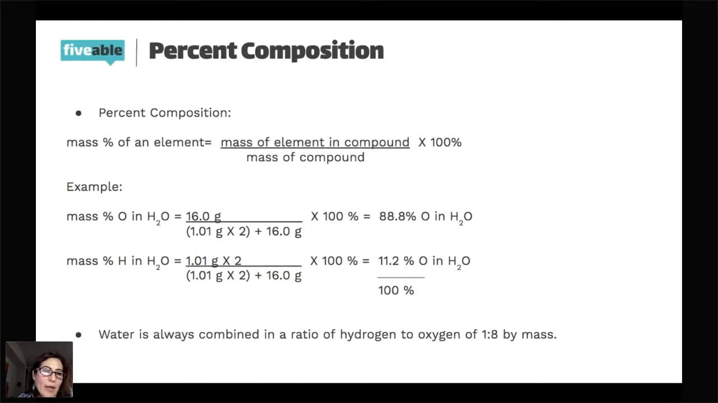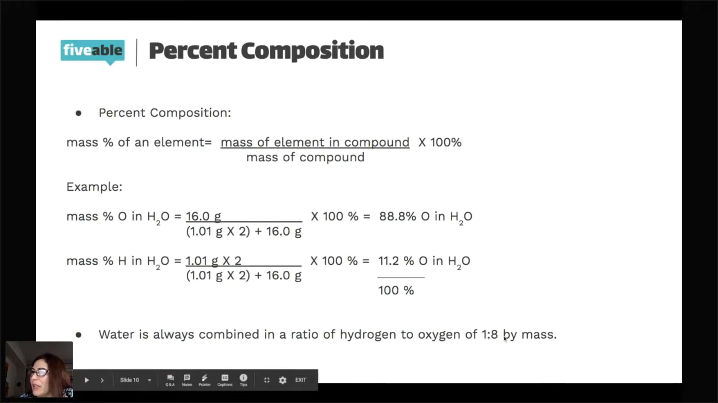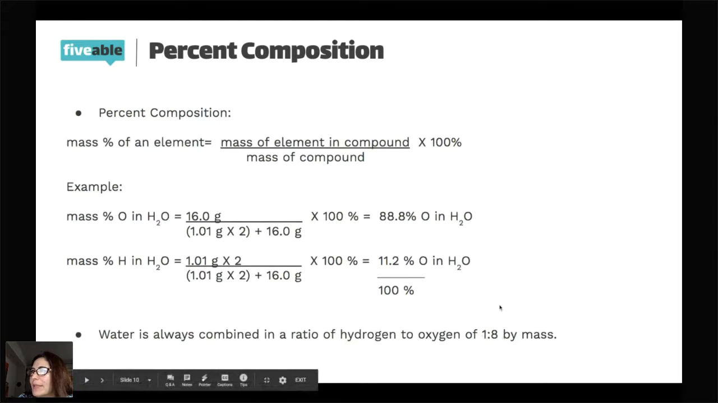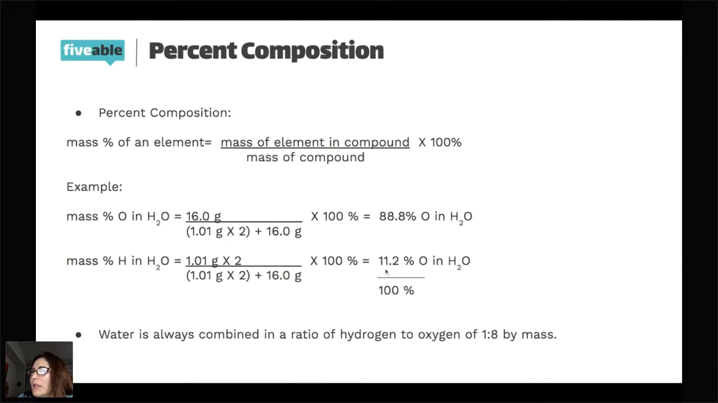So, as we already mentioned with Proust, we can prove the law of definite proportions with this, and we are proving that water is always a ratio of 1 to 8 by mass, as we can see. 88% is 8 times more than 11%.